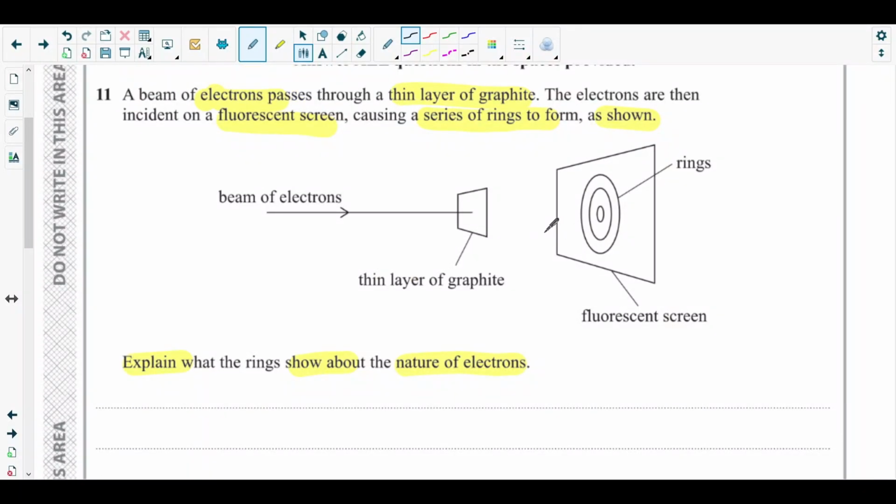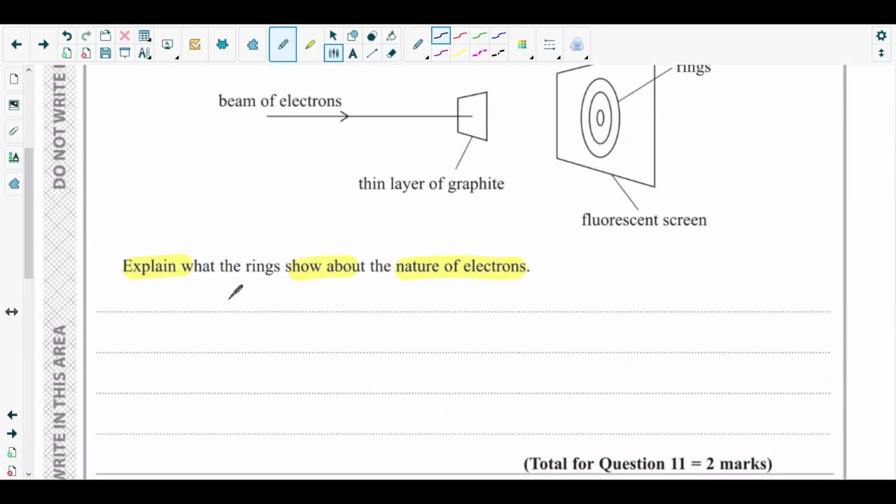Basically these rings have been formed due to the interference pattern of the diffracted electrons, because as the electrons are passing through this thin layer of graphite, we know that the graphite molecules are arranged in layers, and between the layers there are slits basically. So as the electrons pass through these slits, they diffract and they interfere at the fluorescent screen, and it forms a diffraction or interference pattern. So basically the first point, it is for how much marks?